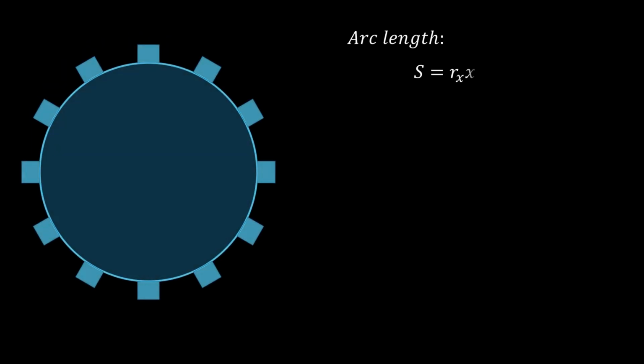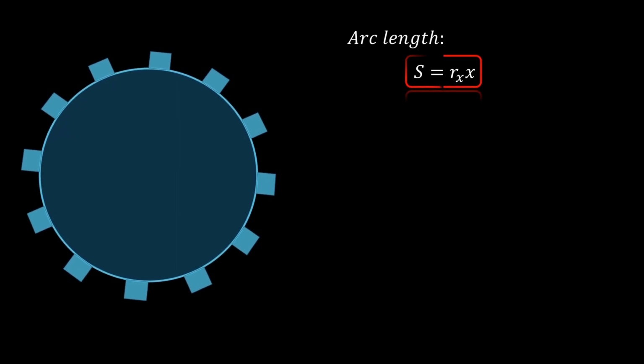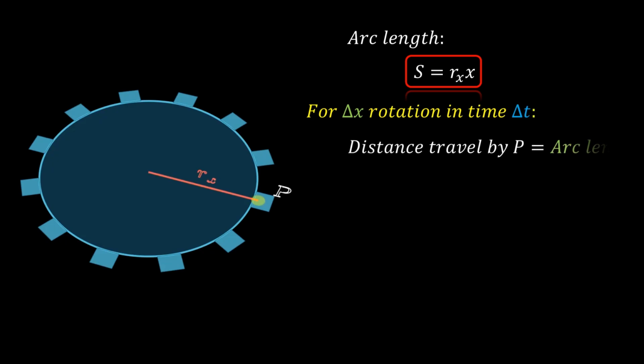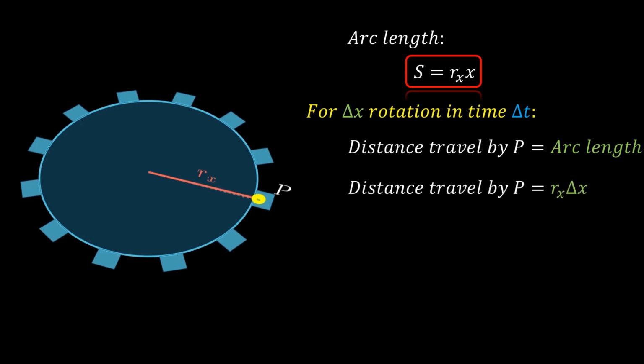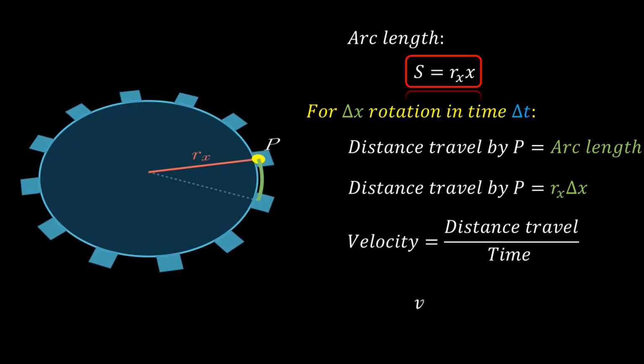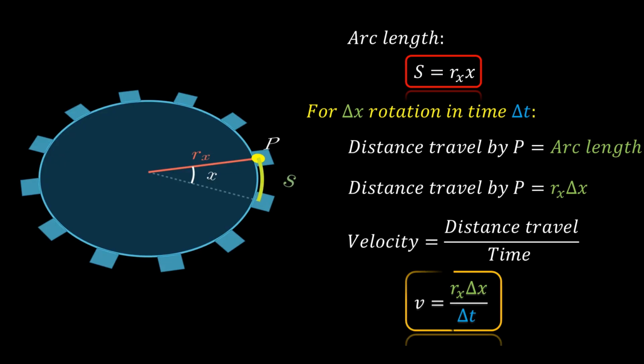To find that, consider a point P, where the gear makes contact with a radius Rx. This point moves at a constant velocity v. The distance P travels, that is the arc length, is equal to Rx times x. Now, for a small rotation delta x in time delta t, the velocity v is related to these quantities as v equals Rx delta x over delta t.